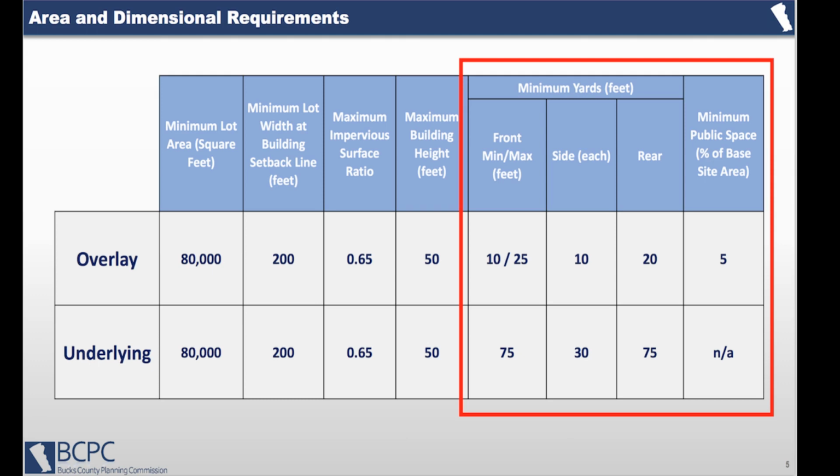And then the other thing that we've added for the area dimensional requirements is a requirement to incorporate public space as a percentage of the base site area, and that is proposed at 5% of the base site area. The other area dimensional requirements related to minimum lot size, minimum lot width, impervious surface, and building height remain the same as in the underlying zoning.